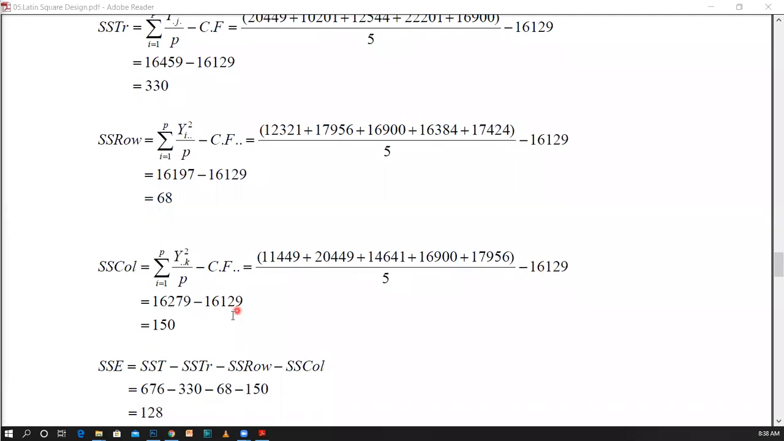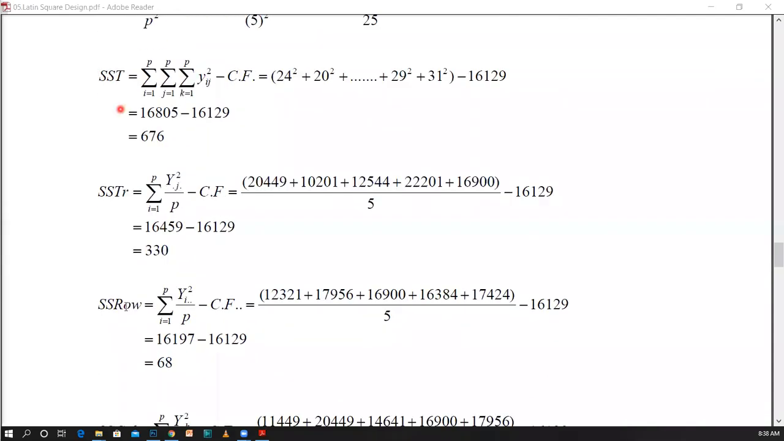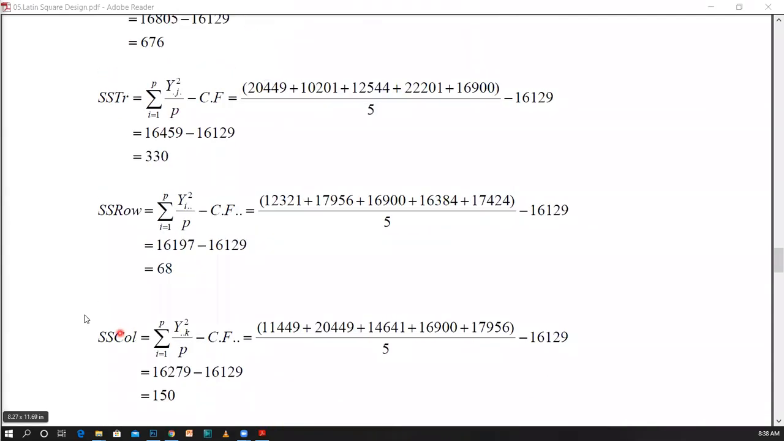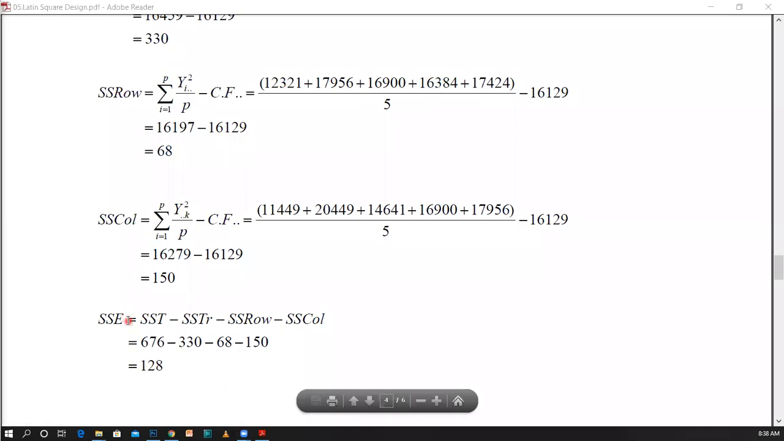Since you have identified total, treatment, row and column, then you can easily get the value for error sum of squares. What you have to do is subtract the SSTR, SS row and SS column from this SS total value. This is the sum of squares of this treatment, row and column subtracted from the total sum of squares. Therefore, you can see that SS error is equal to 120.